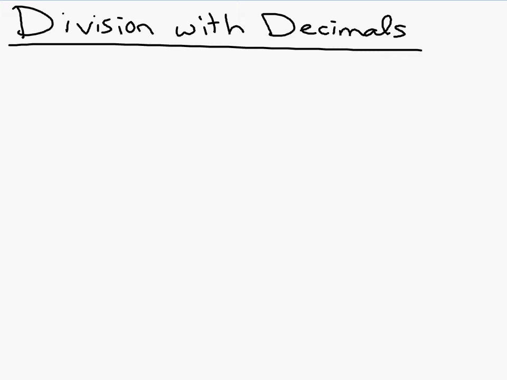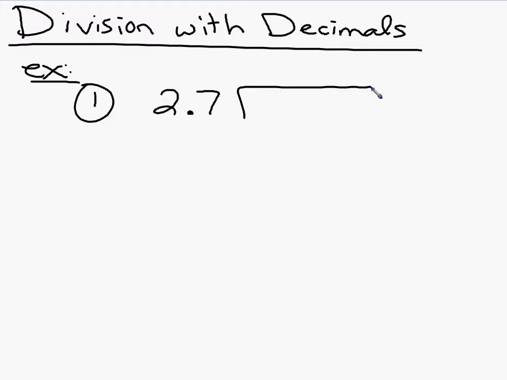Today we're going to work with division with decimals. And the good news is we're still going to use the same processes that we used before, but we have to deal with this decimal. So let's say that I have 2.7 divided into 15.39.